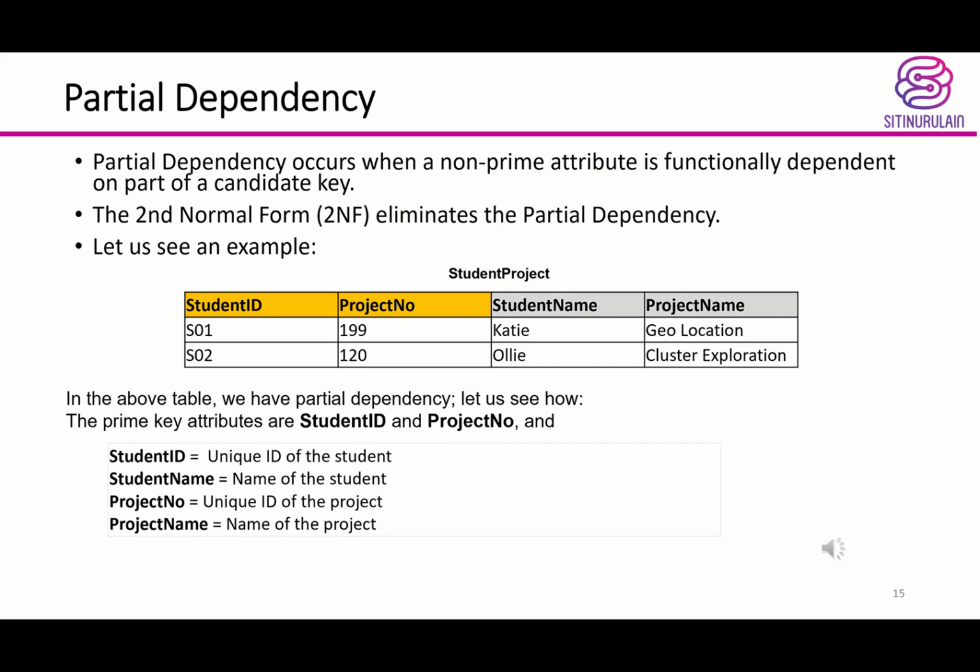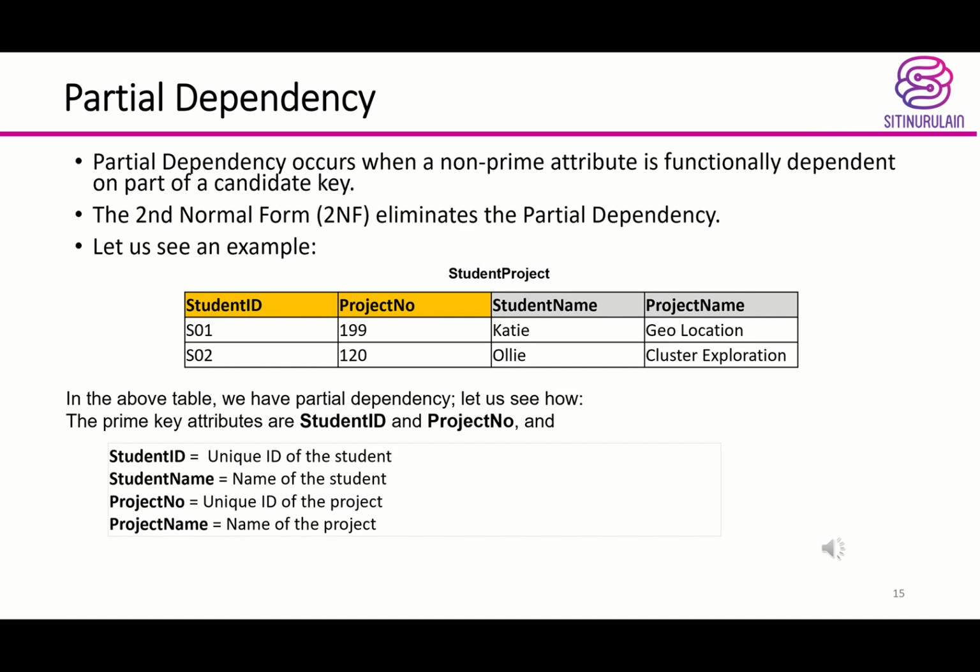Partial dependency occurs when a non-prime attribute is functionally dependent on part of a candidate key. The second normal form, 2NF, eliminates the partial dependency. Let us see an example. In the student project table, we have partial dependency.